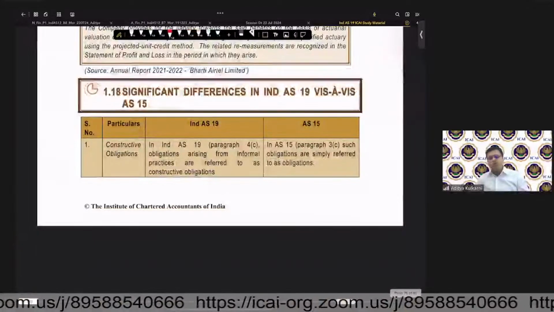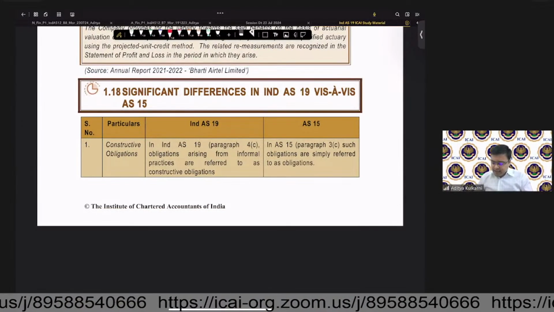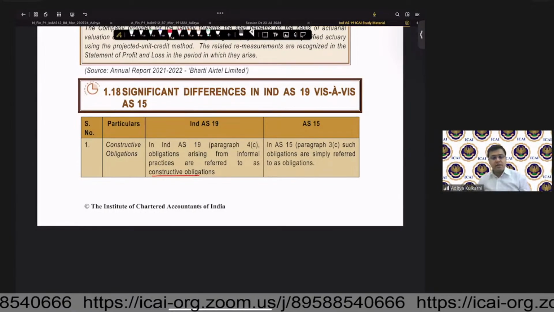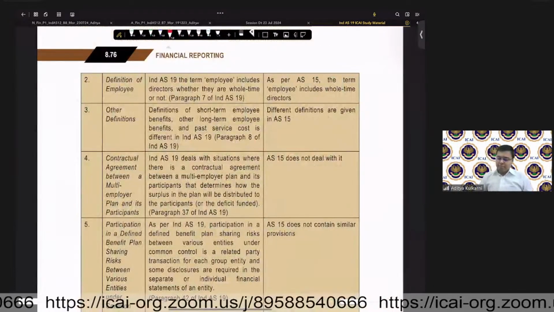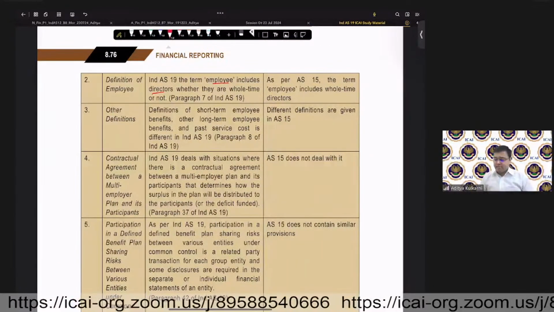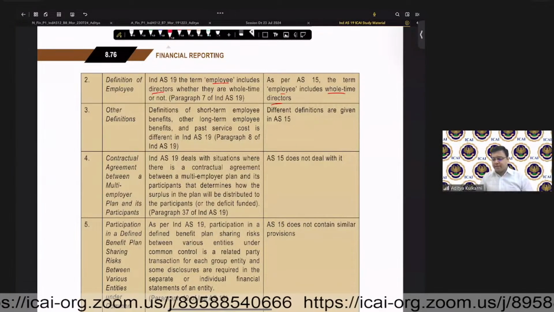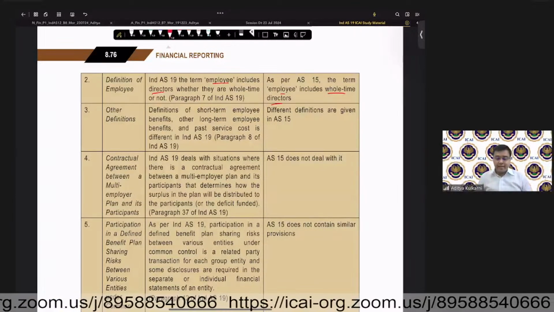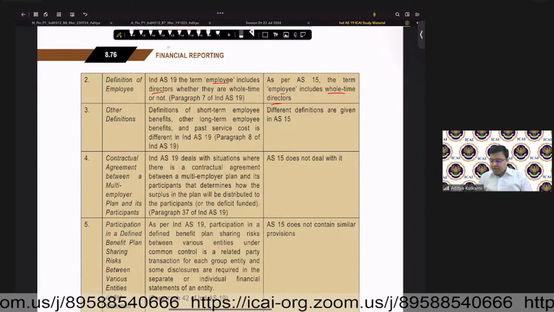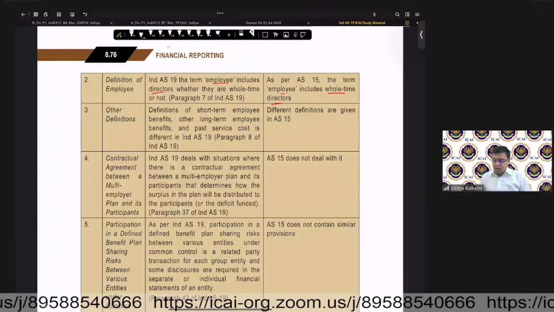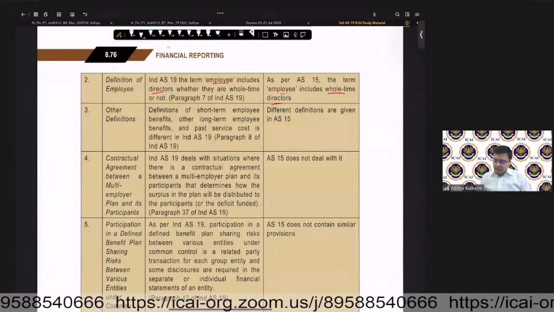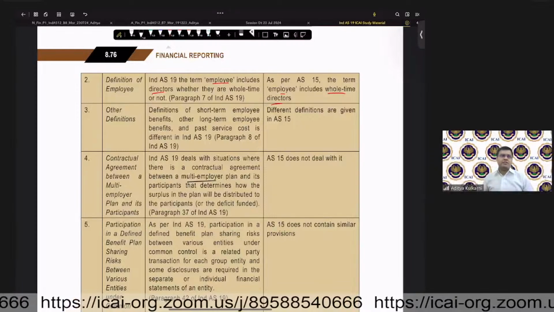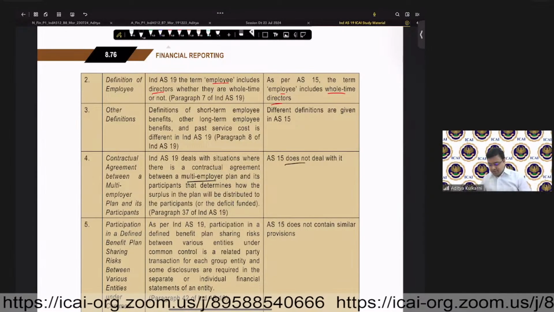Apart from that, in Ind AS 19, even constructive obligations are considered, whereas in AS 15, there is no such specific reference. Employee includes directors in Ind AS 19, but in AS 15 the term employee includes only whole-time directors. So here you would also end up including non-whole-time directors. The definition is different in Ind AS 19 pertaining to short-term employee benefits. Then you have multi-employer plans, where two, three entities join hands for an employee plan. AS 15 does not have that.